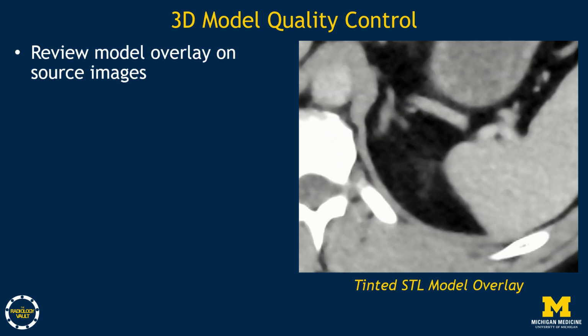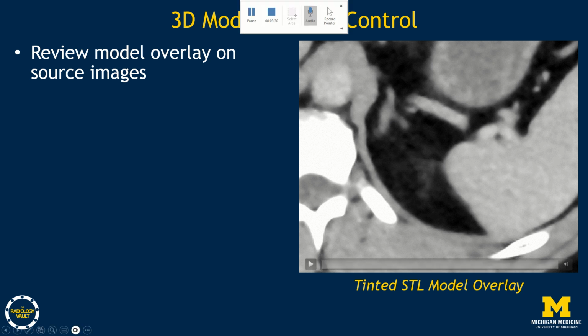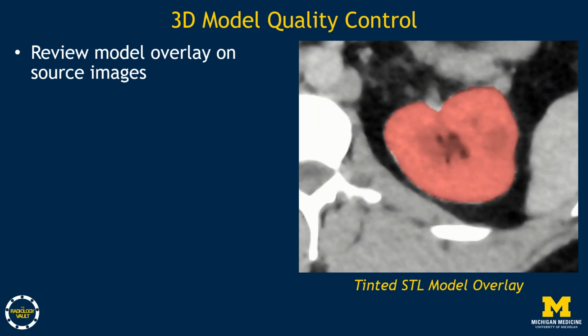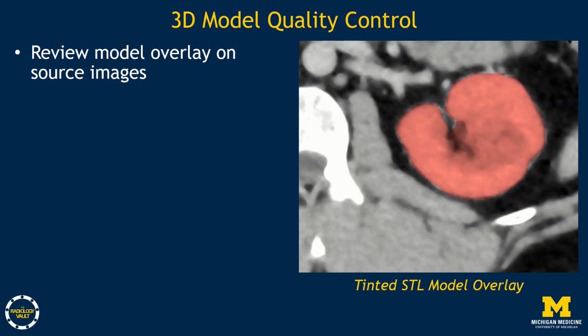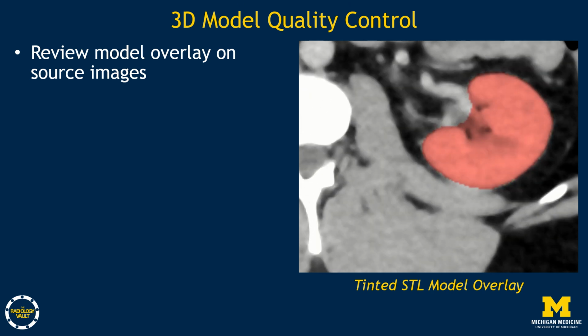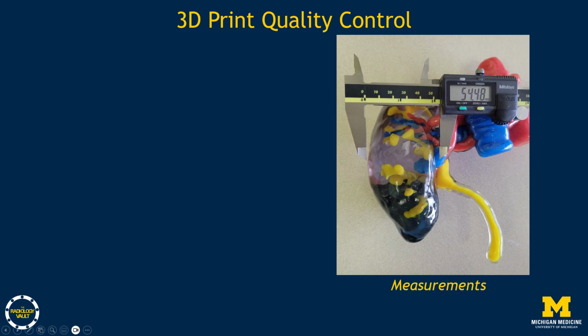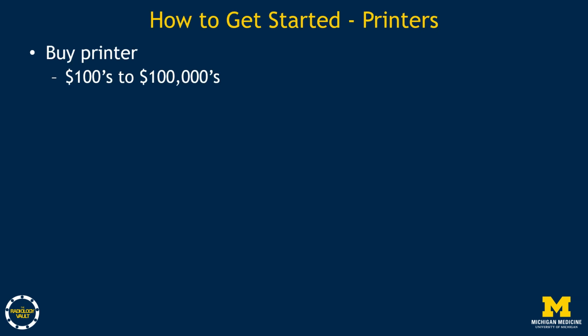It's important to do a 3D model quality control and review the model overlay on source images. In this case, the left kidney, the tinted part, shows that the model will be an accurate representation of the patient's anatomy. After the print is made, quality control is again performed, showing measurements and a visual review to again make sure that the model is an accurate representation of the patient's anatomy.